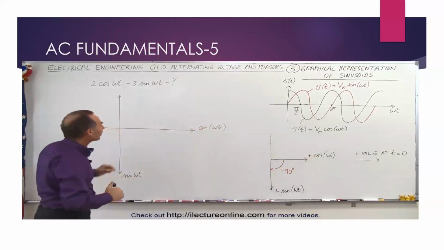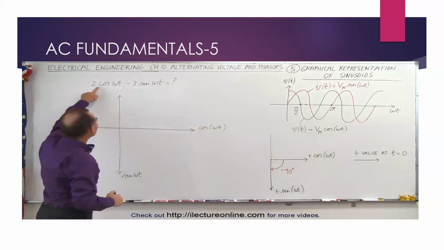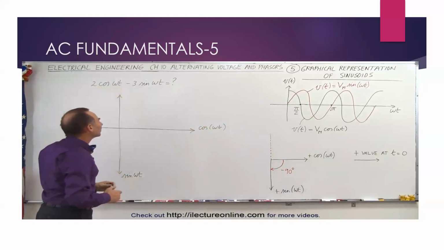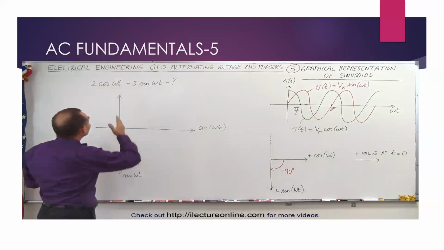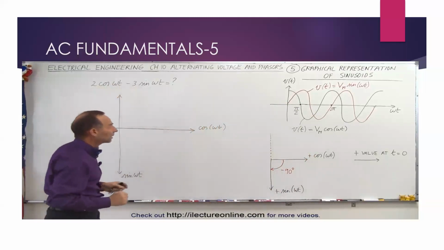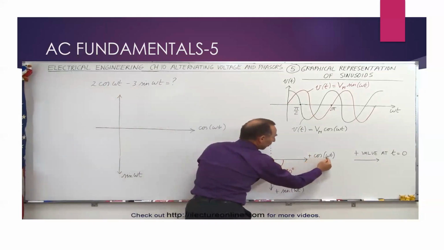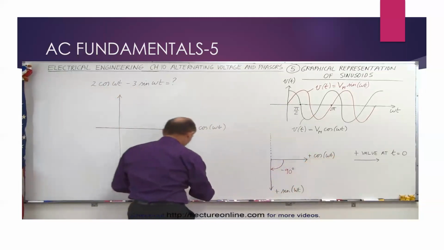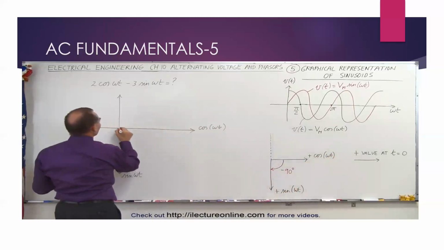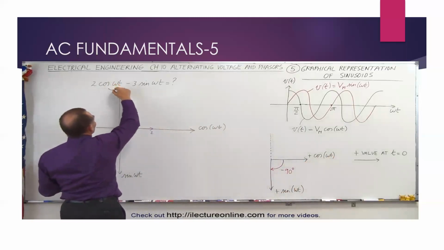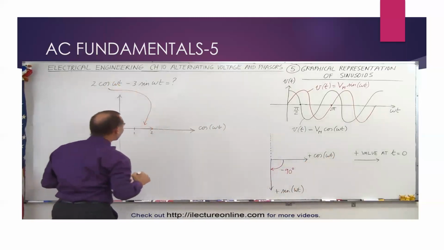Now, when we take that concept, let's go back to what we did in the previous video. We're going to add these functions together: 2 times the cosine of omega t minus 3 times the sine of omega t. First of all, let's represent 2 times the cosine of omega t. If the cosine of omega t is equal to this function right here, then twice that will be twice as long, so it's kind of like a vector. Let's go ahead and draw that here. Call this 1, call this 2. This here represents 2 times the cosine of omega t.